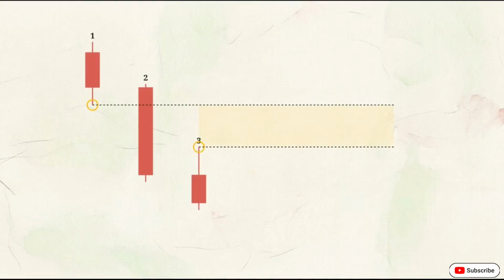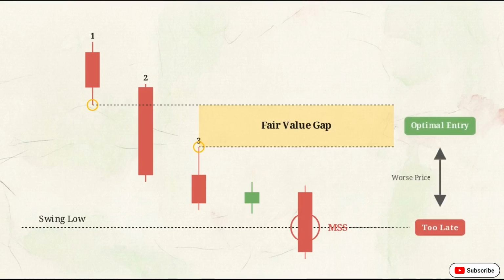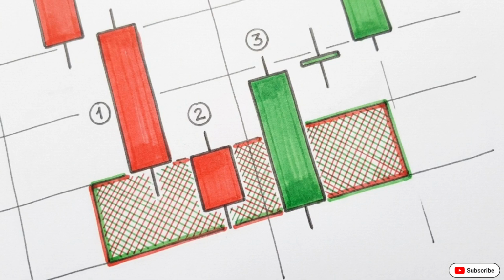A fair value gap is a 3-candle sequence where the first and third wicks fail to overlap, leaving an empty space in the middle. Do not wait for a market structure shift much lower down the chart. By then, the optimal entry is gone. Striking at the very first fair value gap allows you to secure your position right at the origin of the reversal, long before the broader market recognizes the change in direction.